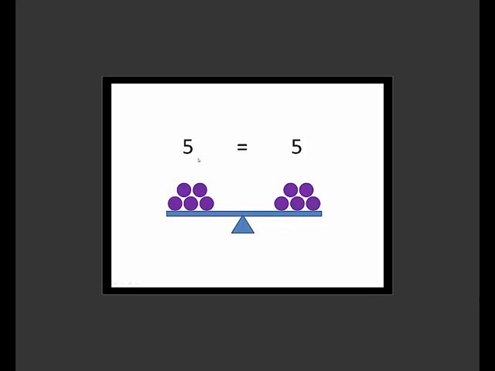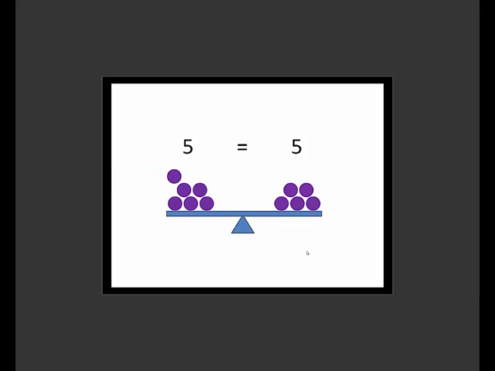Now symbolically, we'd see it written like this, as a numerical equation. 5 is the left expression, 5 is the right expression, and since they're an equal amount, we have an equal sign in the middle. In the picture, we have a fulcrum. On the scale, we have 2 equal amounts, so it's balanced.